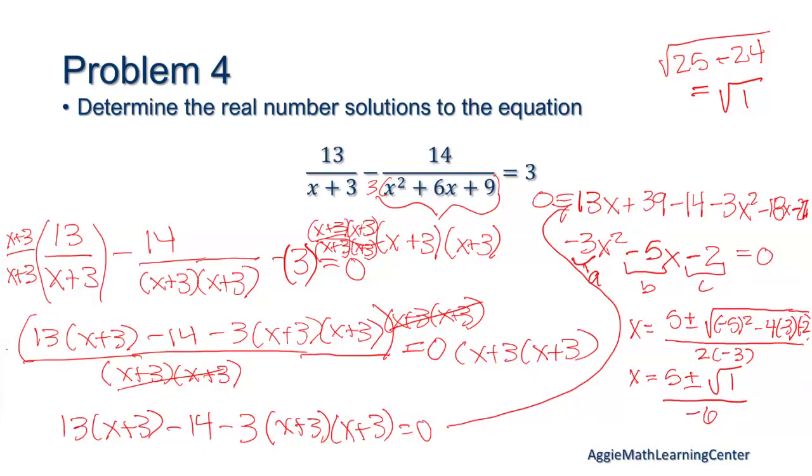We could wait and we could do. Well, let's simplify it and then we'll take care of the negative. So we'll have x equals. If we simplify the top, what do we get? Square root of 1 is 1, right? Mm-hmm. So it's just either 5 plus 1 or 5 minus 1. So x equals 6 over negative 6 or 4 over negative 6.